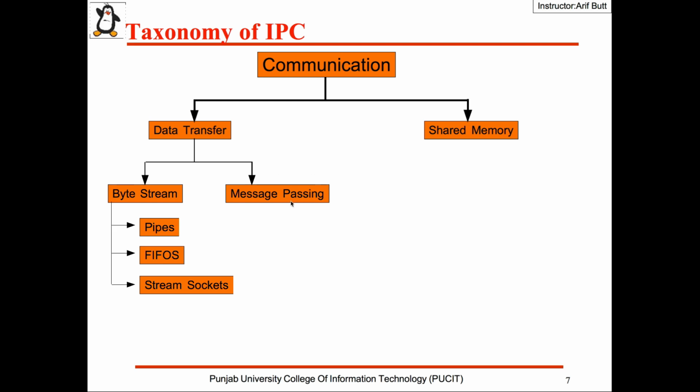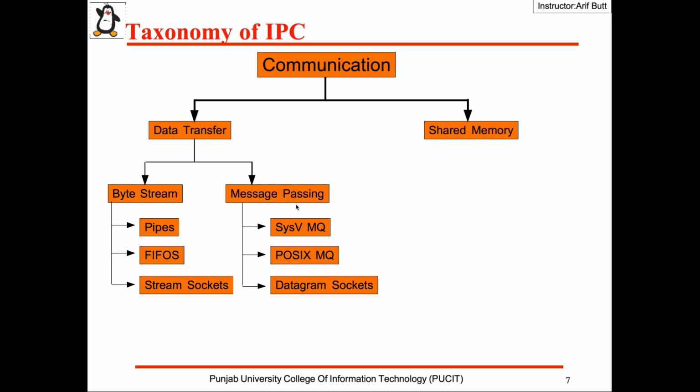In message passing, dear students, each read operation reads a whole message from the IPC facility as written by the writer process. And it is not possible to read part of a message, leaving the rest in the IPC object. Nor is it possible to read multiple messages in a single read operation. Example IPC tools that use this technique are message queues and datagram sockets. Well, there are two implementations of message queues available on Linux, one using the System 5 API and the other using the POSIX API.